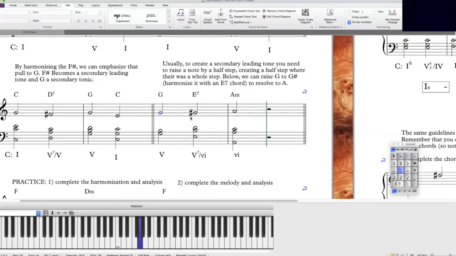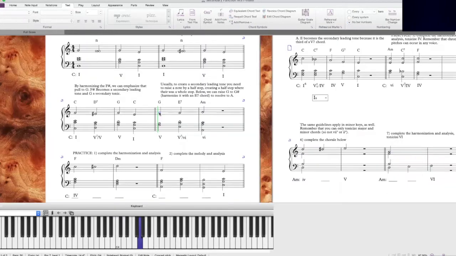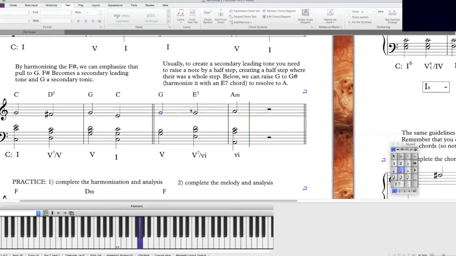And I'll now remind us what it sounded like without the G sharp. So this is E minor 7. All right, sounds perfectly good, right? But now add that G sharp in and listen to how it pulls us to the A minor chord.